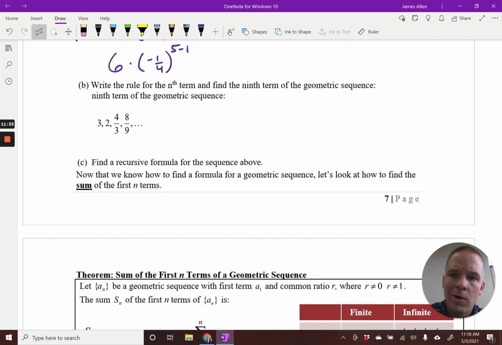Next one. Write the rule for the nth term and find the 9th term of the geometric sequence. The 9th, yeah. I don't know why we said that multiple times.